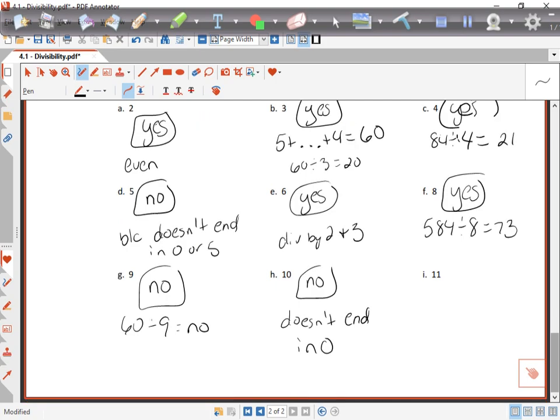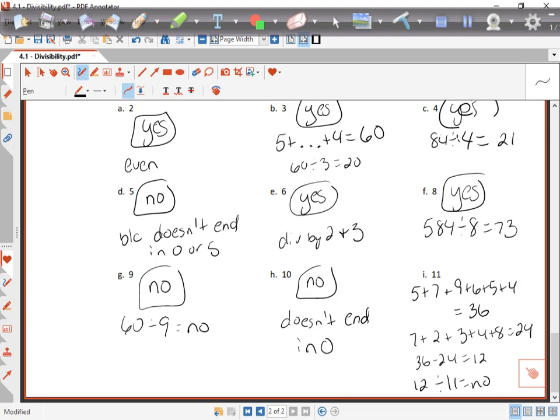And the last one, 11, you're going to take again every other digit. 5 plus 7, 9, 6, 5 plus 4. I get 36. And the other digits, 7 plus 2 plus 4 plus 8. That gives me 24. 36 minus 24 is 12. 12 is not divisible by 11. So the answer to this one would be no.